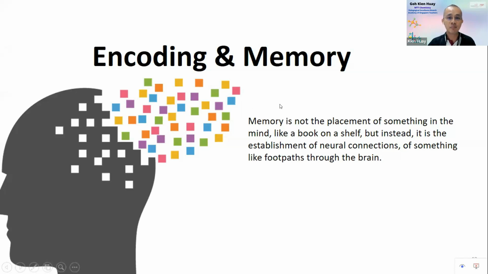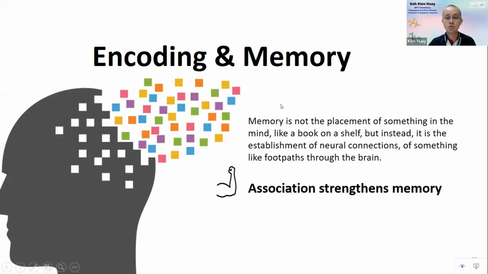So there's quite a fair bit of information here, but I just want you to bear in mind the three things that help to anchor: number one, the senses; number two, the emotion; and the third, the prior knowledge. The prior knowledge is already there in the long-term memory, and association will strengthen memory, which is actually prior knowledge.